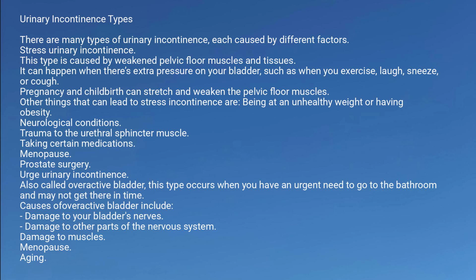Urge urinary incontinence, also called overactive bladder. This type occurs when you have an urgent need to go to the bathroom and may not get there in time. Causes of overactive bladder include damage to your bladder's nerves, damage to other parts of the nervous system, damage to muscles, menopause, and aging.